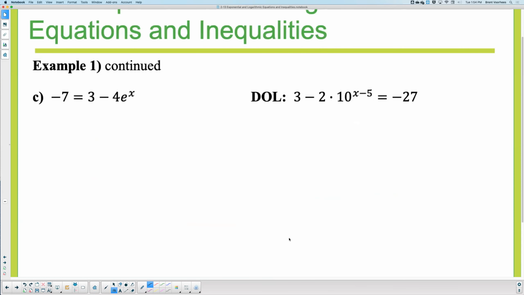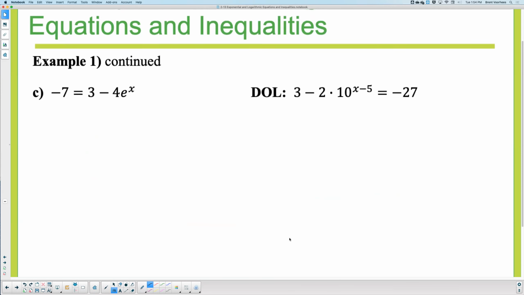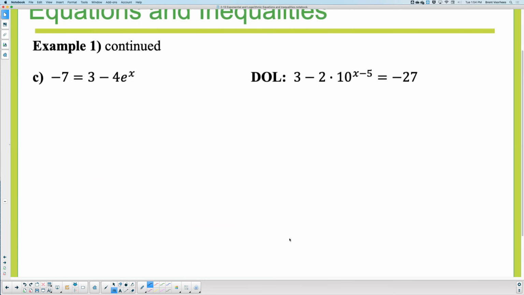Now, part C, all I try to do is throw in a little bit more complexity. Now, I don't want you to get confused here. Can I combine this 3 minus 4 over here? Why not? This -4 is a coefficient. It's connected to the e to the x. These are not like terms, so I'm not combining like terms. That 3 is all alone. The -4 comes with e to the power of x. So I cannot combine those. So what can I do with this 3?